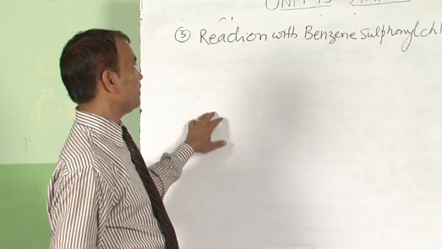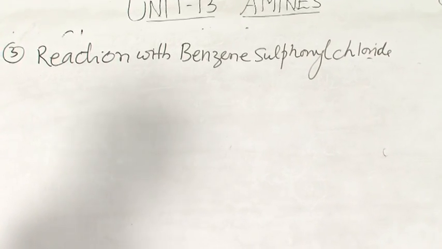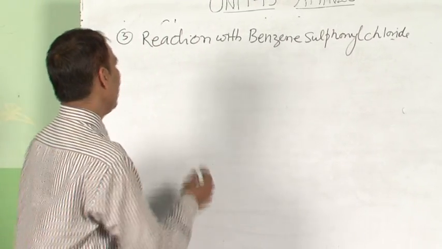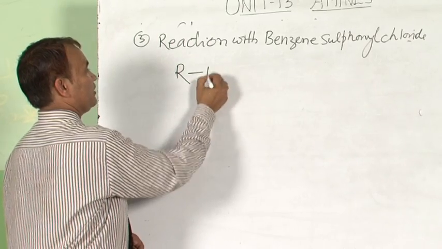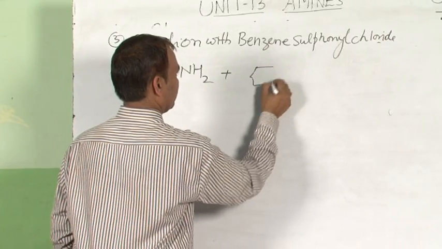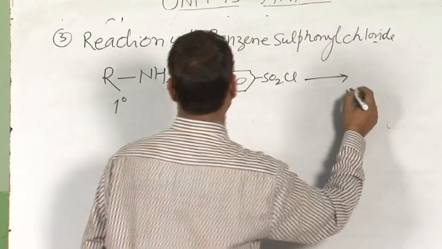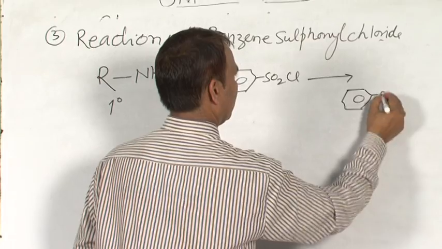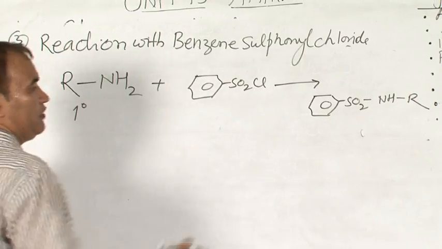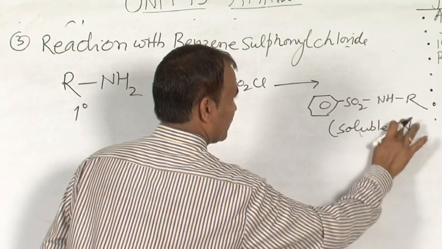Next property, reaction with benzene sulfonyl chloride. This reaction is also used to distinguish primary, secondary and tertiary amines. Primary amine first reacts with benzene sulfonyl chloride to give sulfonamide, which is soluble in sodium hydroxide.